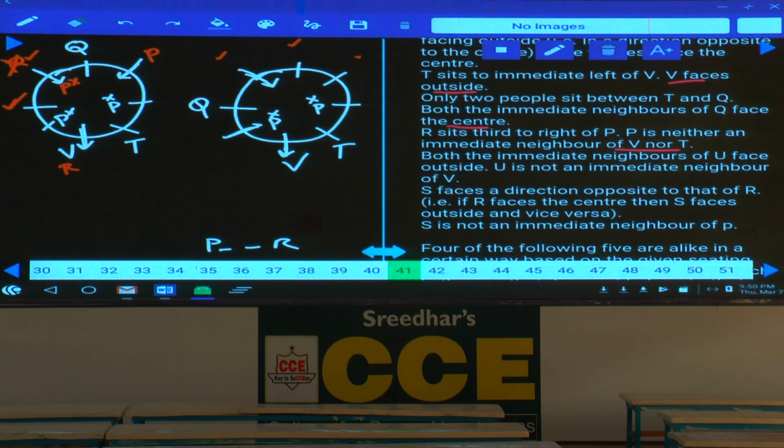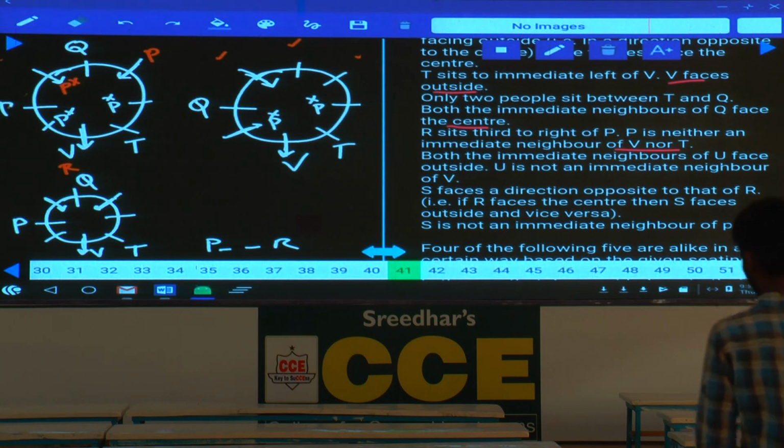There are two possibilities. Now, as there is a second possibility available in this one as well, let us draw the second possibility. 1, 2, 3, 4, 5, 6, 7, 8. Now, in this one, V is away from the center and T will be here. Now, I am drawing this one, Q will be here. Now, the immediate neighbors of Q are facing the center, and as we have taken P at this place, now I am taking P at this place. Done with this? Yes. Now, in the first case, R. Now, R is seated to the right of P. As R is seated to the right of P, hence R must be here.